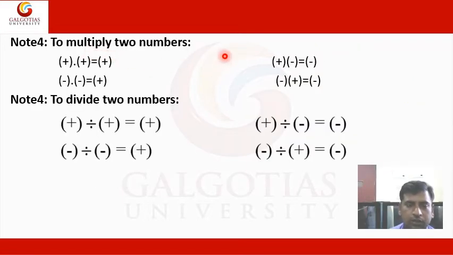These notes are the sign of two numbers with respect to multiplication and division. Suppose that we multiply two numbers with positive sign. So the resultant sign, that means the sign of multiplication, will be positive. Suppose that we multiply two numbers, the first number with plus and the second number with minus. So the result will be with negative sign. Suppose that we are multiplying two numbers and both numbers are with negative sign, then the result will be positive. Similarly, when we multiply minus and plus, we will get minus.